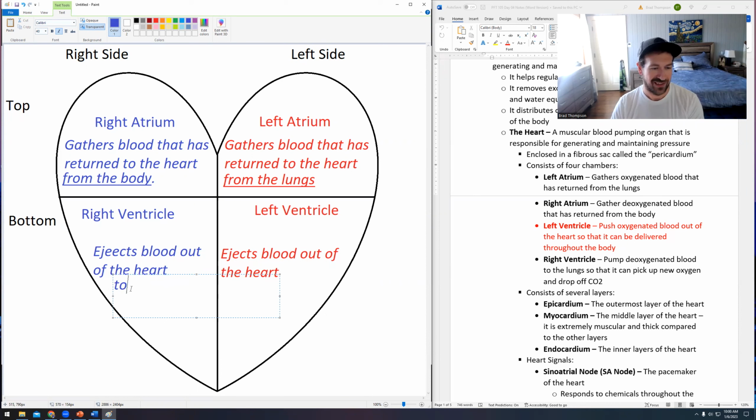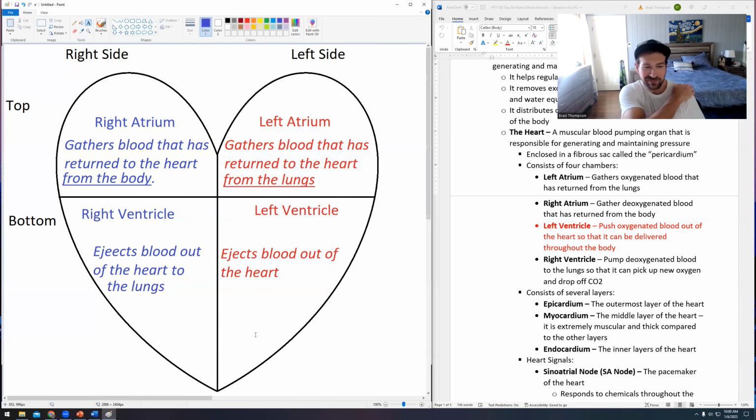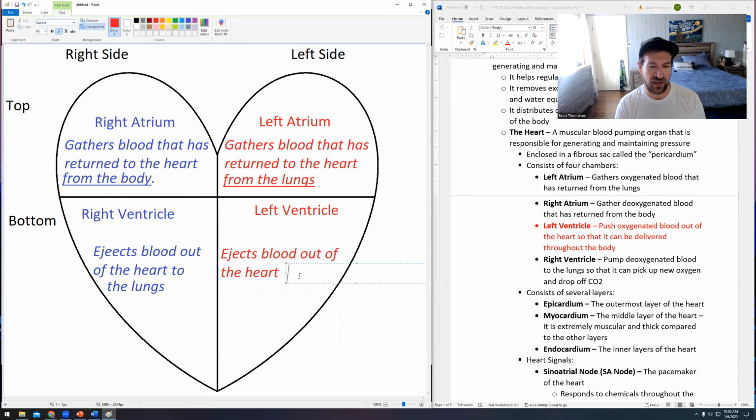Oh, we're going to go like this, to the lungs. I've never tried to do this weird version of typing before. So the right ventricle ejects blood out of the heart to the lungs. And the left ventricle is going to eject blood out of the heart to the body. Okay, so there we go.